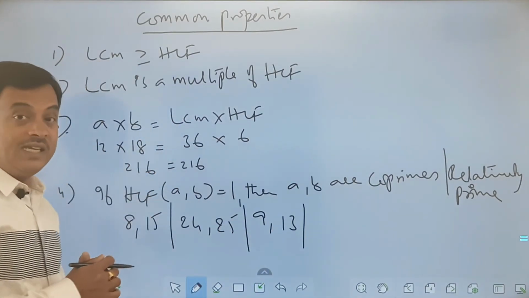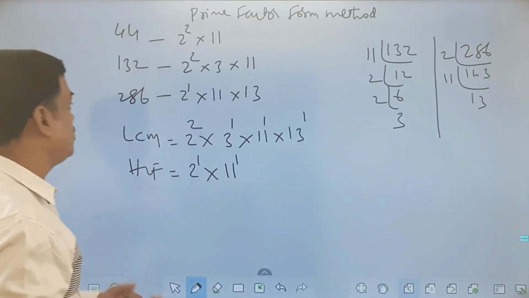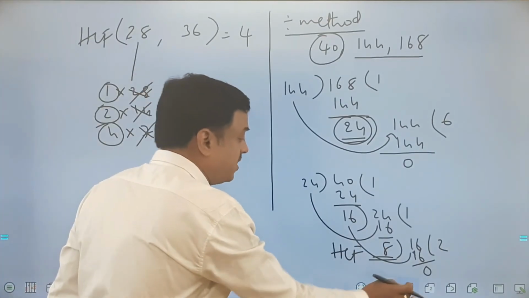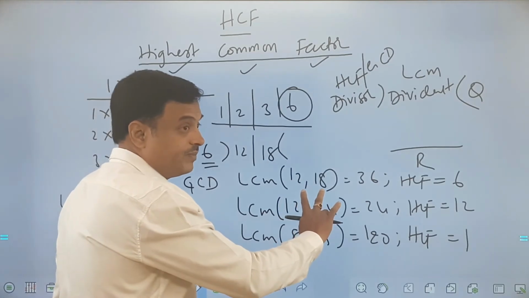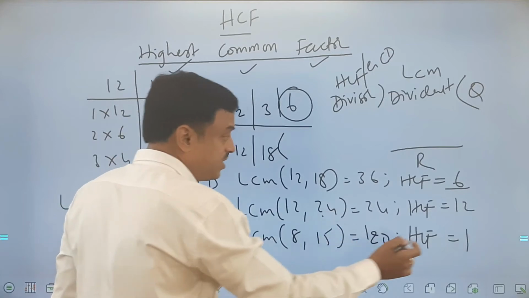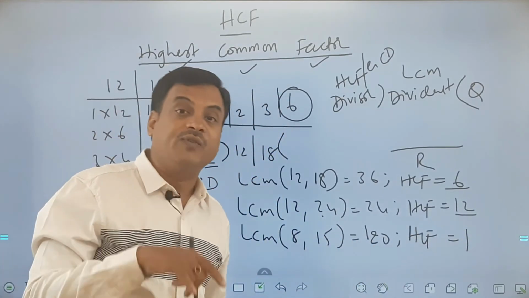Now, one interesting point, if you observe in the previous examples also, what is HCF? I'll take the first slide here, HCF. What is the difference of these two numbers? 6. 6 is the HCF. The difference of these two numbers, 12. 12 is the HCF. Now you can ask me a question, sir, is the difference going to be HCF every time?